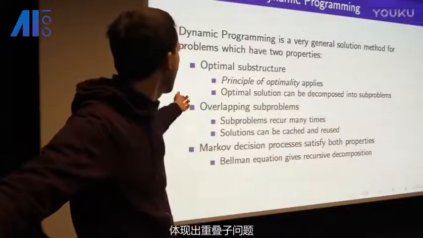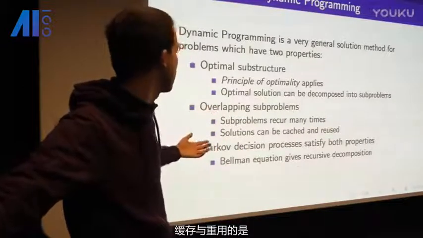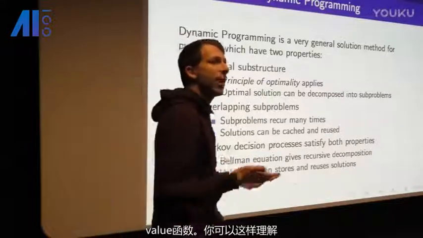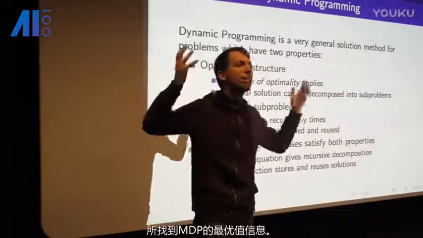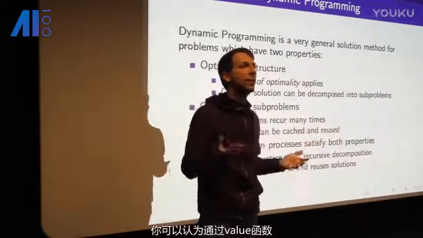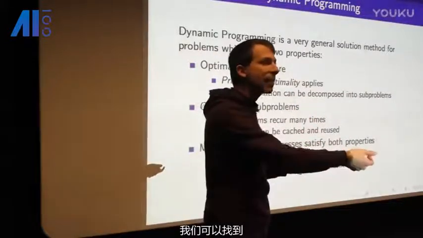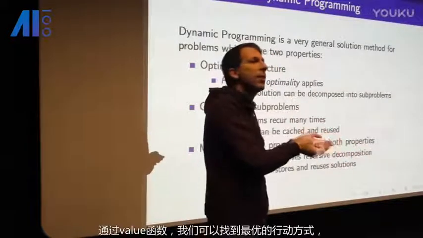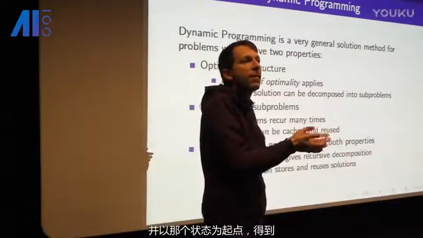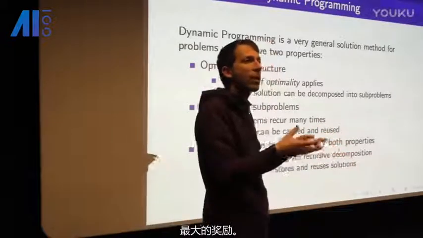And the thing which gives us overlapping subproblems, this caching and reuse, is the value function. You can think of a value function as something which is like a cache of all the good information we figured out about the MDP. The value function says for any state, I've already figured out what the solution is from that state onwards. The value function tells you the optimal way to behave, the optimal value, the maximum reward you can get from that state onwards.